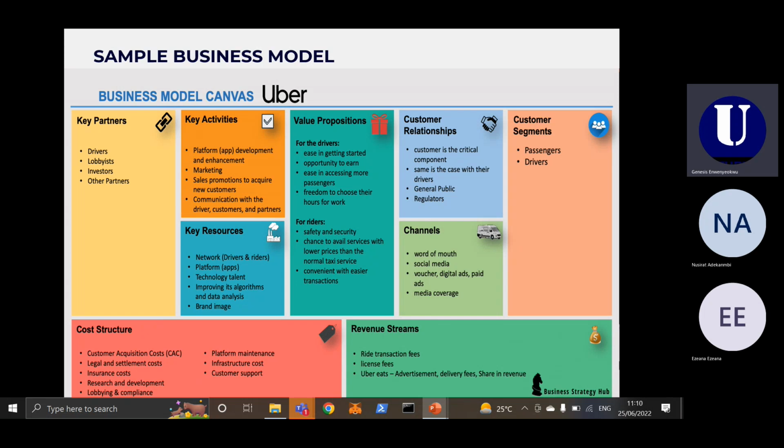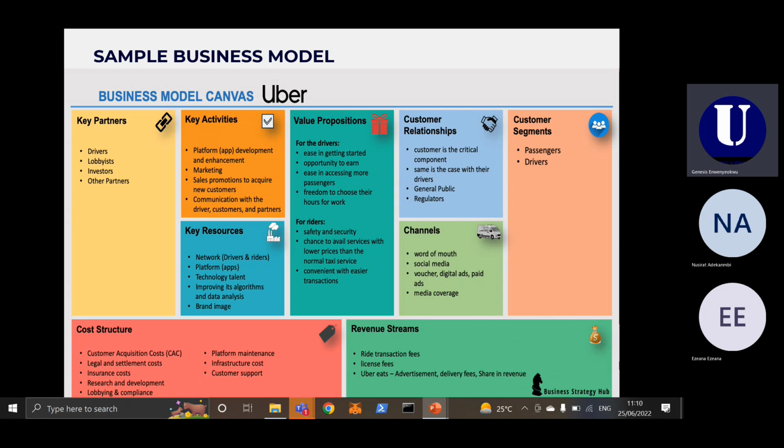So, what are the customer relationships for Uber? We have the general public. They relate to their customers through the general public. They have regulators that they relate with as well.